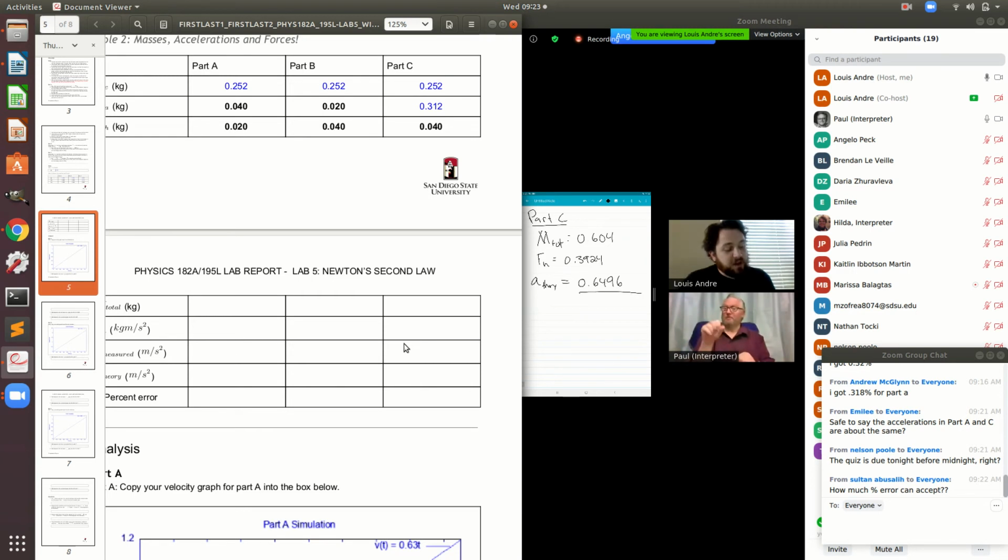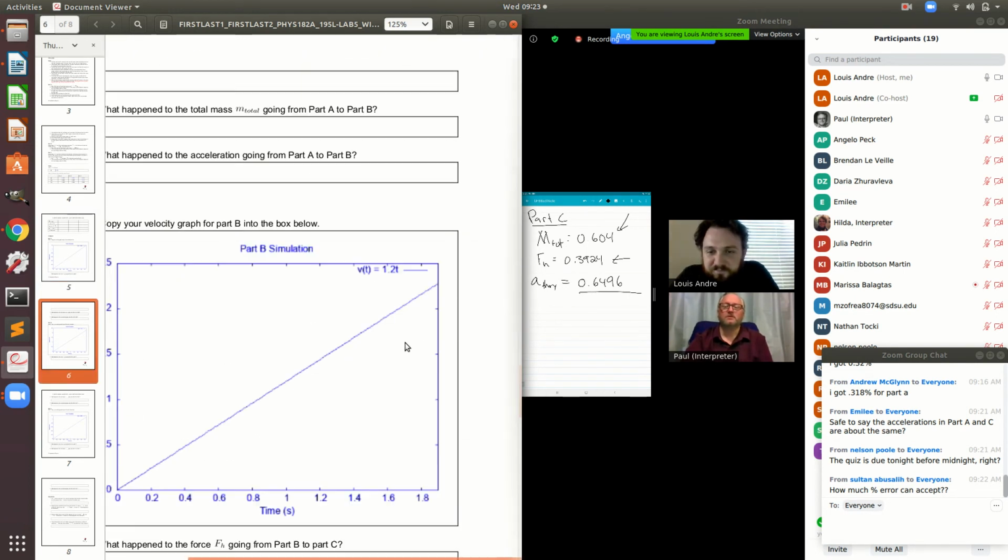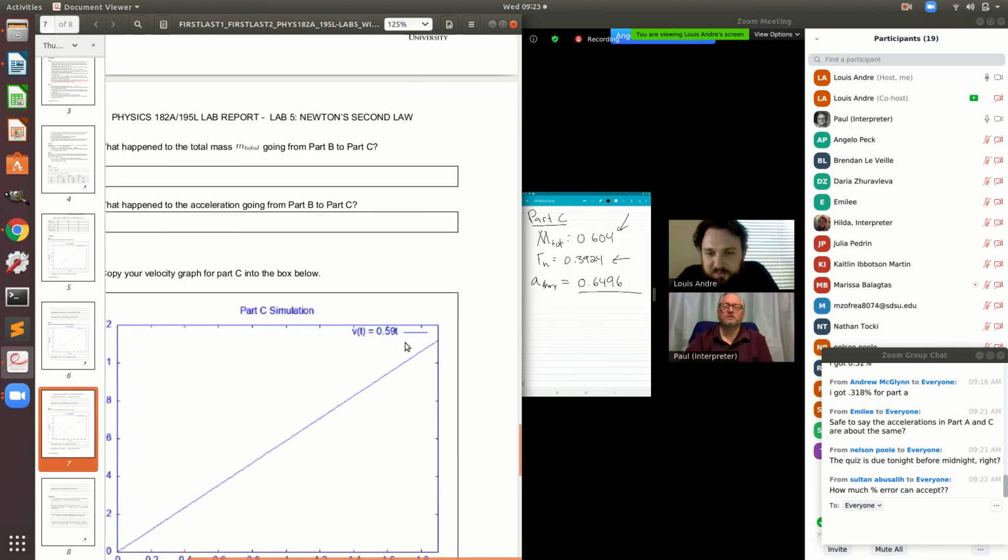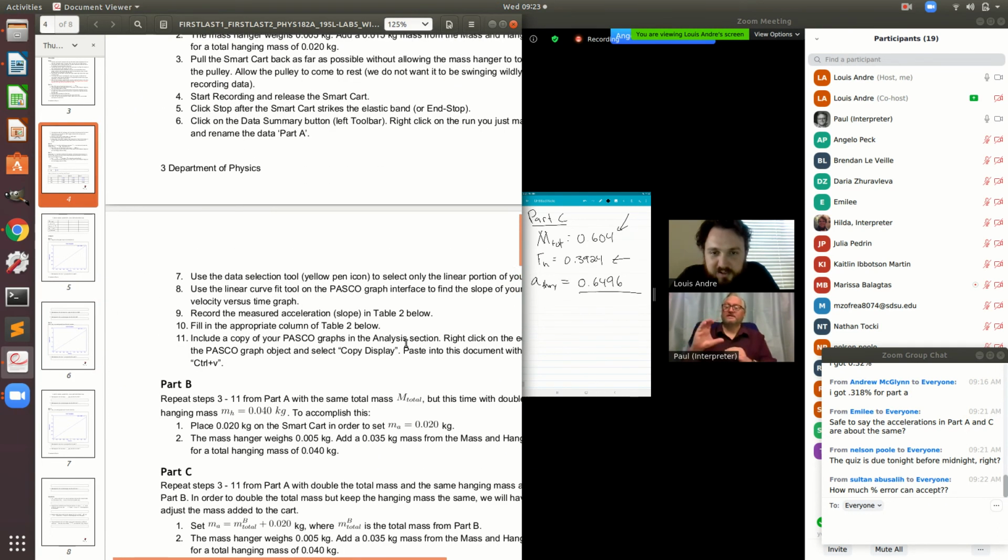Thing is, we doubled the amount of force accelerating the system, but we also doubled the mass, right? So how much percent error can we accept? Well, it should be within a few percent error. It should be like two digits. You shouldn't have like 100 percent or something, but it should just be like... what number are you getting here? Part C simulation is 0.59. Okay, so 0.59.